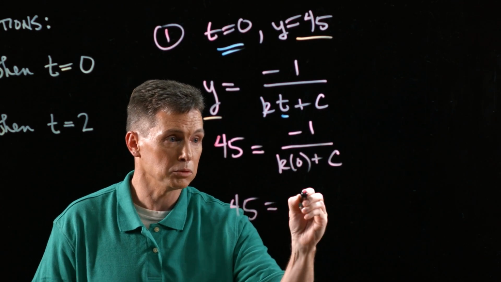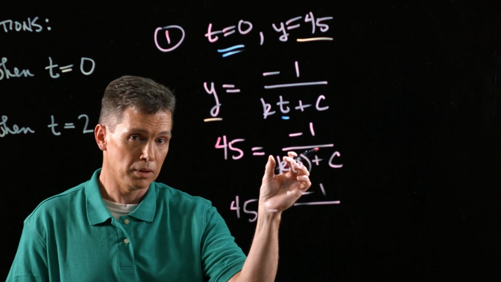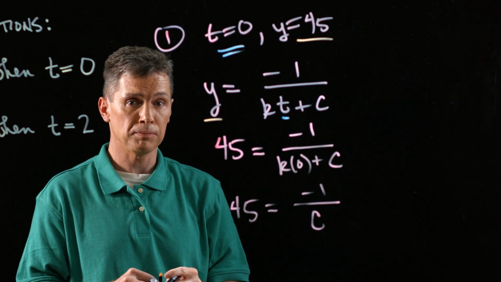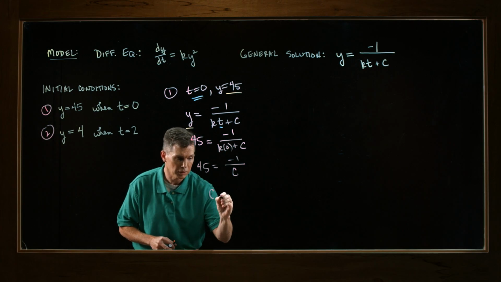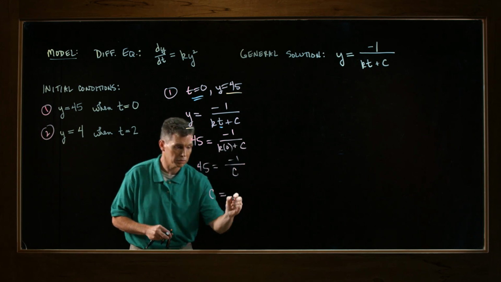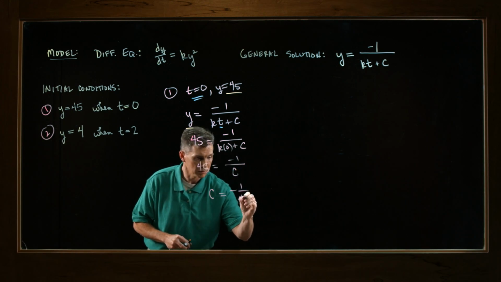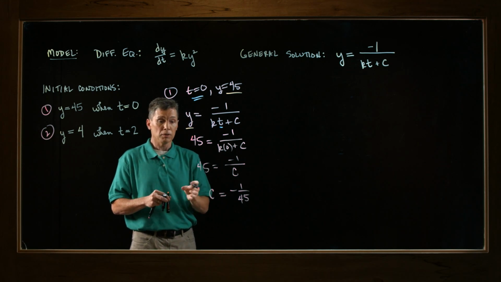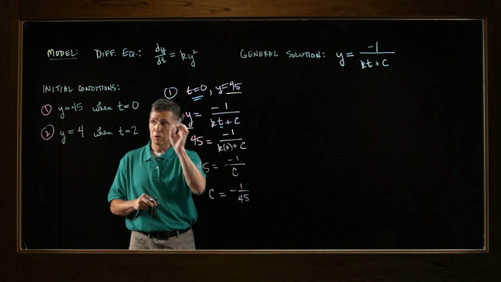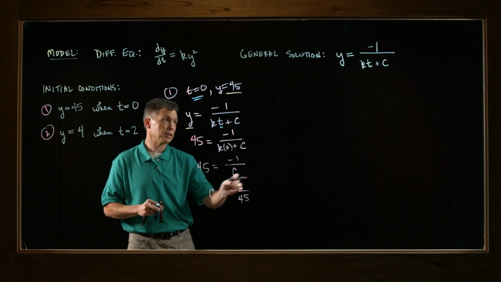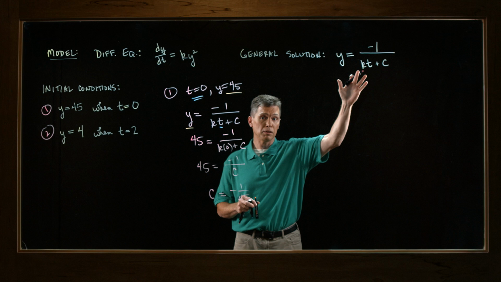45 equals minus 1 over k times 0 is 0, so just c in the denominator. And then I can solve for c pretty quickly by reciprocating. There's also the negative. So c equals negative 1 over 45. So we have our value for c from our first initial condition. Now we'll go to our second initial condition and figure out that value for k, that unknown.